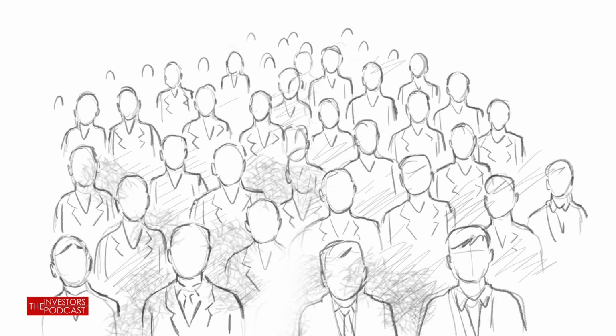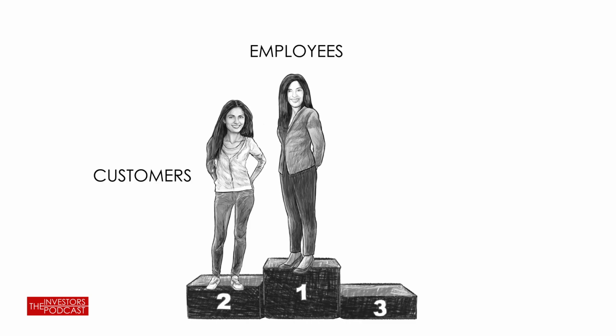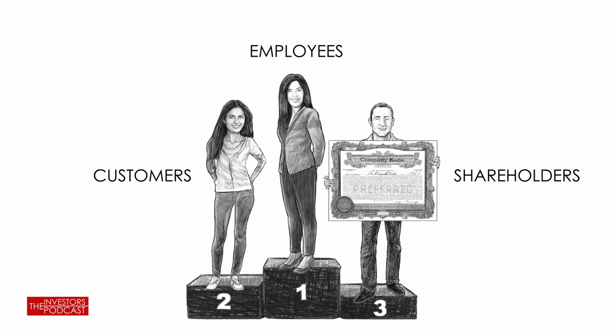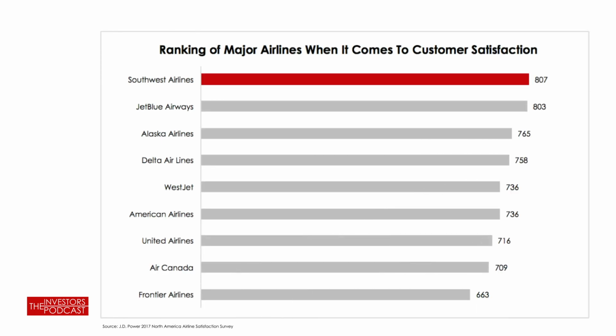One of the things I would like to talk about specifically for Southwest Airlines is the very unique culture. They have this saying that they rank employees first, customers second, and shareholders third. And they say that by treating the employees right, they will treat the customers right, and in turn, that will result in higher profits for the business. I know that something like culture sounds very intangible, but if we look at the next slide here, you will see the customer satisfaction.